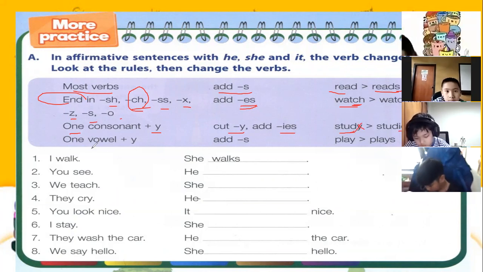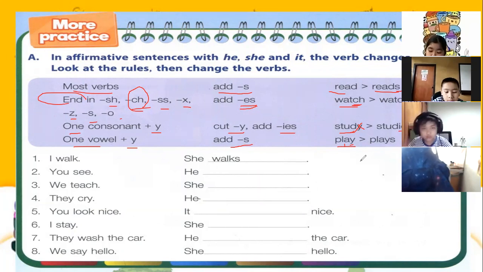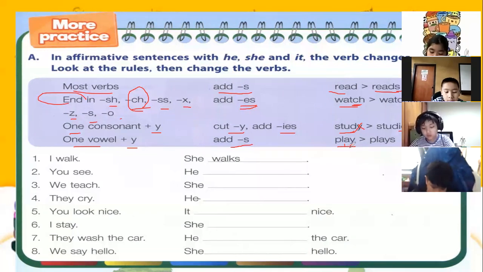Okay. And other than that, if the verb ends with a vowel plus y, what are we going to do? We are going to add s. For example, play. Before the y is a, and the vowels are a, e, i, o, u. I repeat, a, e, i, o, u. Okay, these are the vowels. So if a vowel comes before y, we are going to add s.